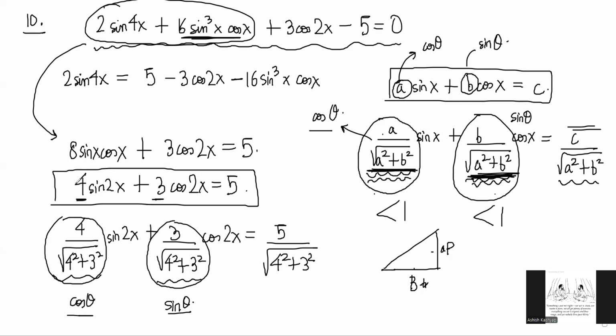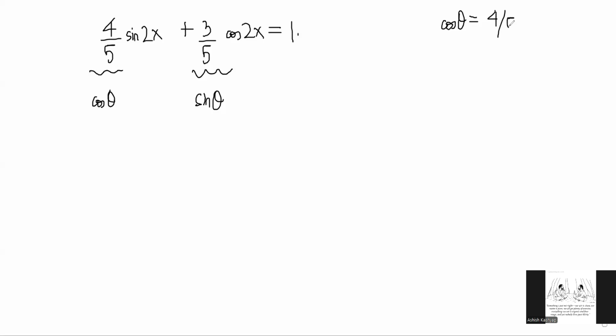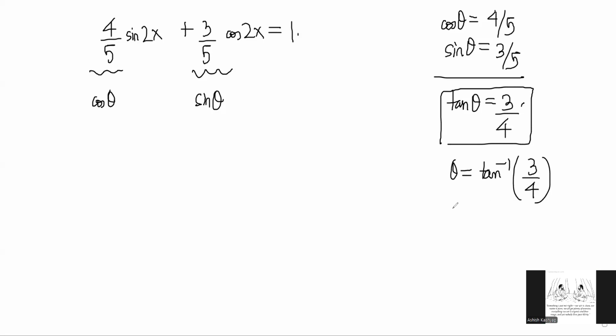So in this particular case, the root and all will become 5 only. So actually what you have to do is divide by 5. So 4 by 5 sine 2x plus 3 by 5 cos 2x is equal to 1 will come. And you can say that this is cos theta and this is sine theta for some theta. What is this theta? Cos theta should be 4 by 5. Sine theta should be 3 by 5. So obviously the tan of this should be 3 by 4. Yes, sir. So theta is that angle, tan inverse 3 by 4. 53. The value doesn't matter. You can just write it like this, okay, right?